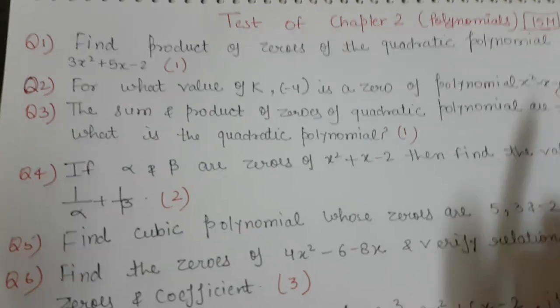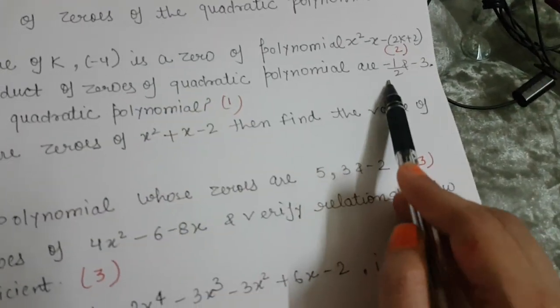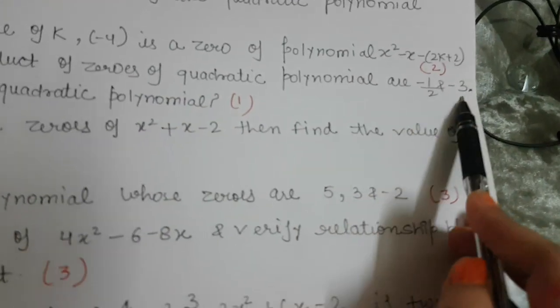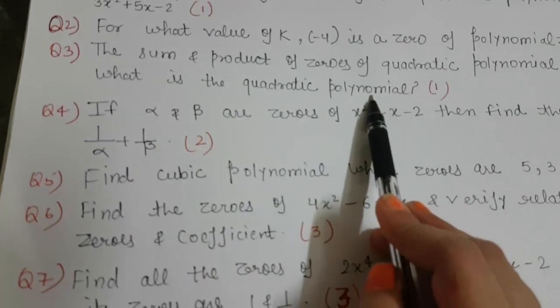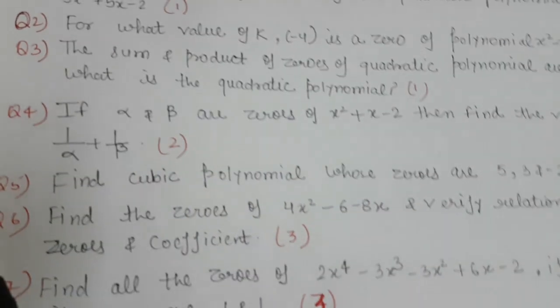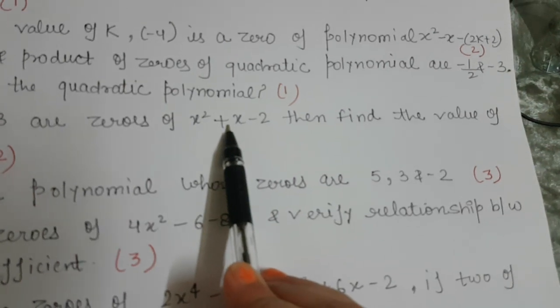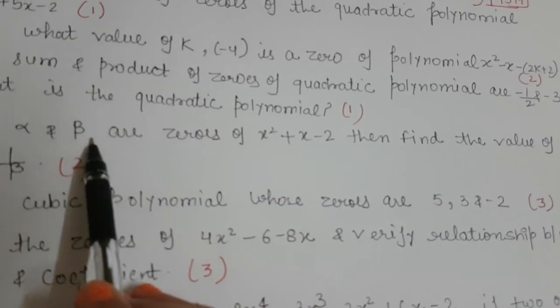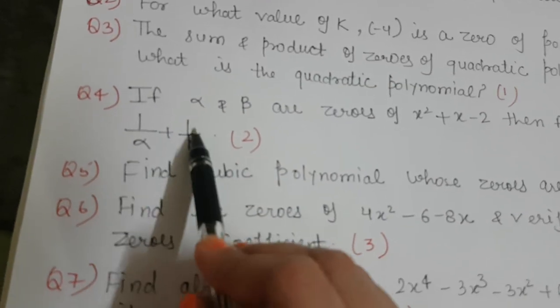Important question. The third question is, the sum and product of zeros are given already. This is the sum of zeros and this is the product of zeros. So you form the quadratic polynomial. I have written marks also in front of every question. If alpha and beta are zeros of this polynomial, first you find out the zeros, meaning the values of alpha and beta. Then find out the value of this.